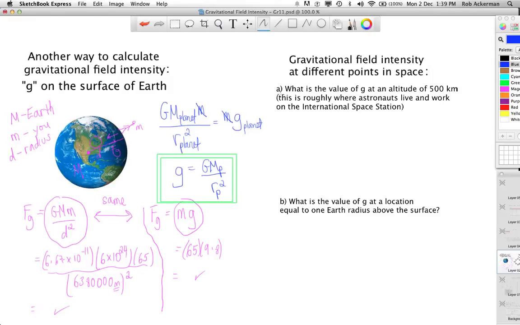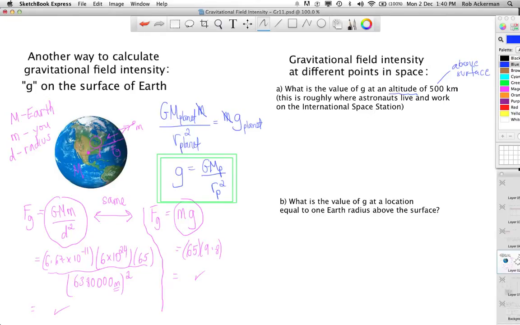Here's one. Part A. What is the value of g at an altitude of 500 kilometers, roughly where astronauts live and work on the International Space Station? So 500 kilometers, I guess I'll specify here. It does say altitude, but that means above the surface, and I'm assuming Earth here, because I'm talking about the International Space Station and Earth.